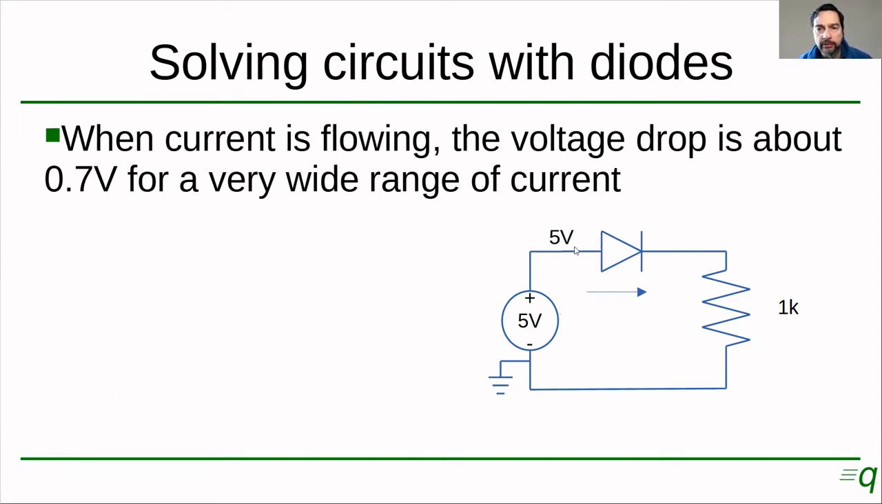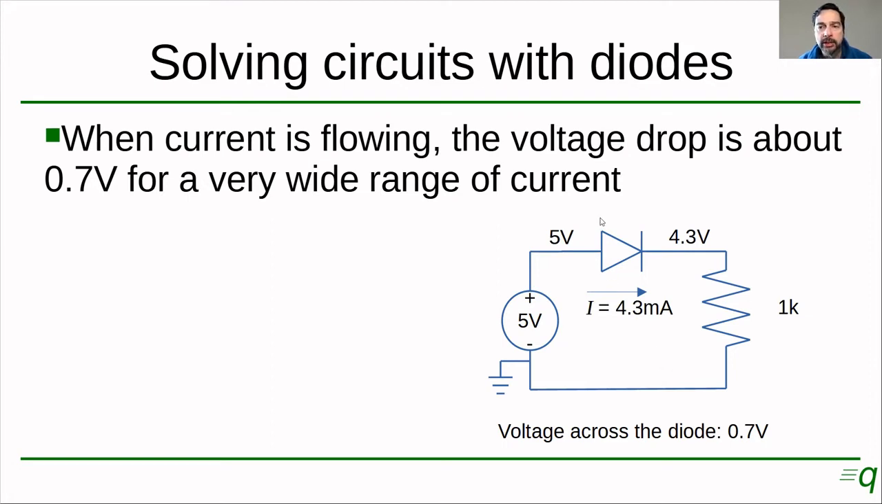Assuming this is ground, you would have 5 volts here, correct? And we know that the voltage drop on the diode is going to be 0.7. So the voltage here is going to be 0.7 less than 5, and that's going to be 4.3 volts at this point. So once we know that we have 4.3 volts here and 0 volts here, we can know how much current is flowing through the resistor by Ohm's law. So that would be 4.3 volts divided by 1 kilo ohm, and that is 4.3 milliamps.